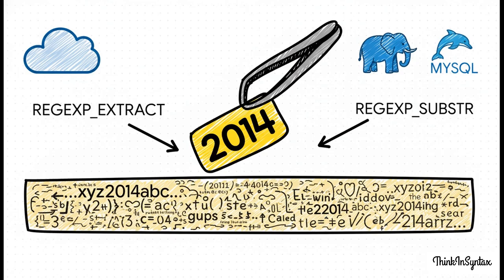Okay, but what if a simple yes or no isn't enough? What if you want to actually pull out the text that matched your pattern? Well, that's where extraction functions come in. And surprise, surprise, the names vary a bit. BigQuery calls it regexp_extract, while others like PostgreSQL, MySQL, and Oracle use regexp_substr. This is how you'd go from just knowing a year is in your text to actually grabbing that 2024 and putting it in a new column.